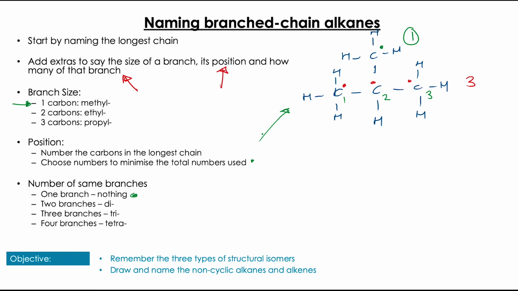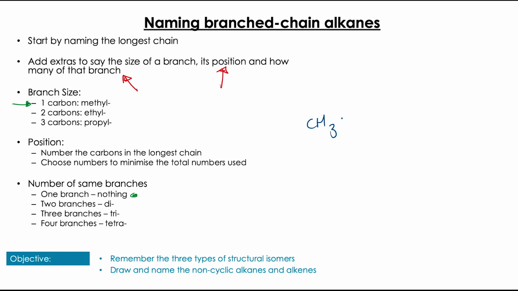Well, that means we're going to have 2-methyl as the thing that's going to come before. Because we're saying 2 is the carbon the methyl group is attached to, and methyl is the size of the branch. And once we've done that, we simply add the name based on the parent chain, which in this case is propane. So we end up with 2-methyl propane. So let's do another example to try and work through that process again.